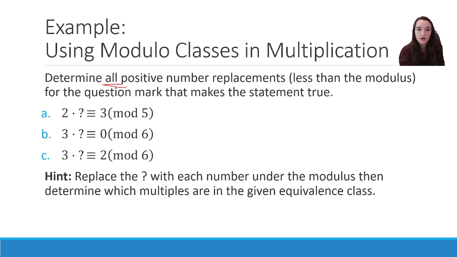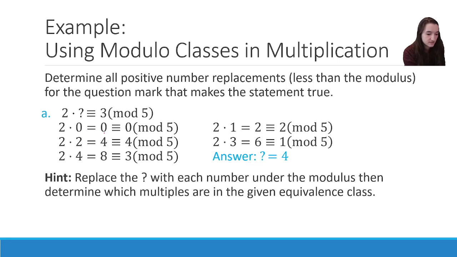So the interesting thing about multiplication is we can get more than one answer, actually. A hint here is that we want to replace the question mark with each number under the modulus, then determine which multiples are actually in the class we want. So that's what we're going to do. We'll start with mod 5, and we'll replace this question mark with 0, 1, 2, 3, and 4. And we will see which one is actually true.